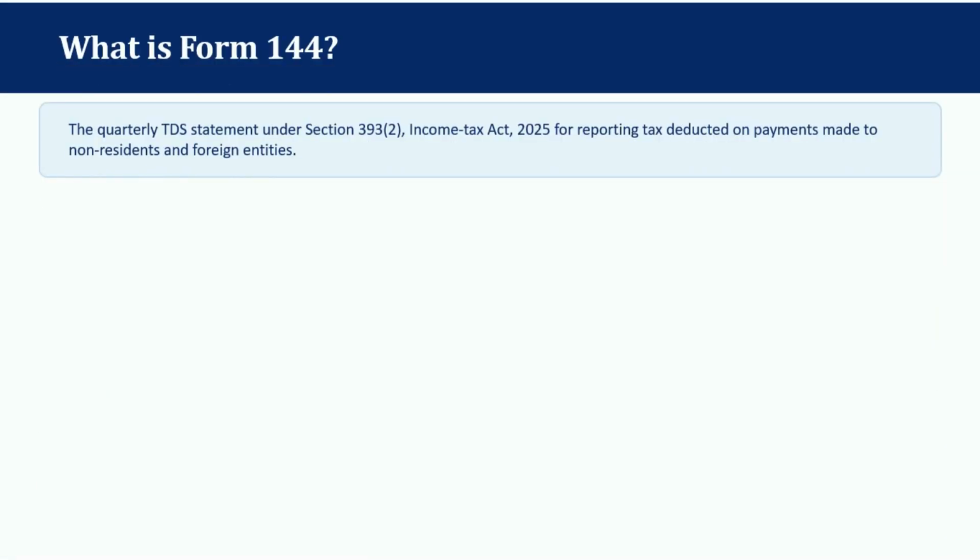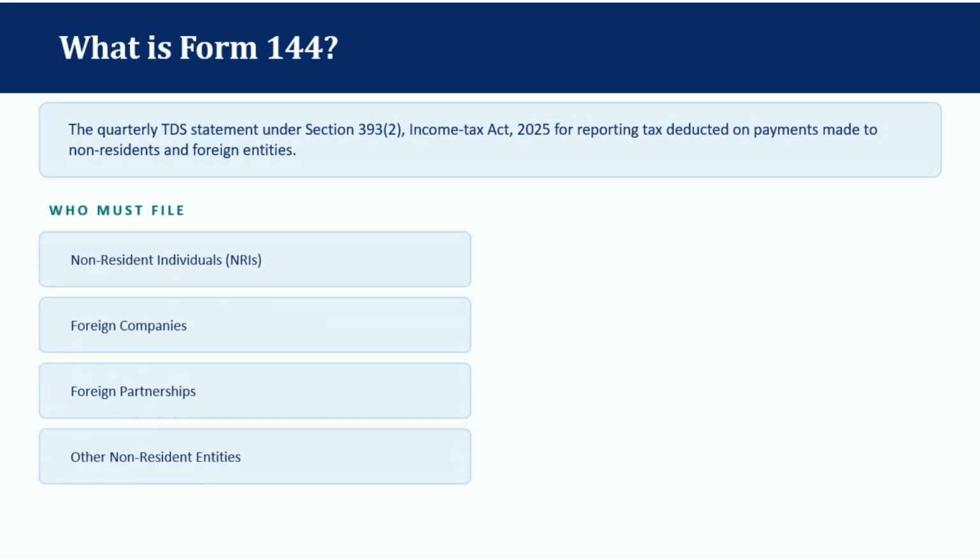Let us understand what Form 144 is. Form 144 is the quarterly TDS statement prescribed under Section 393(2) of the Income Tax Act, 2025. It is used to report tax deducted at source on payments made to non-residents and foreign entities. The filing requirement applies to payments made to non-resident individuals, foreign companies, foreign partnerships, and other non-resident entities.